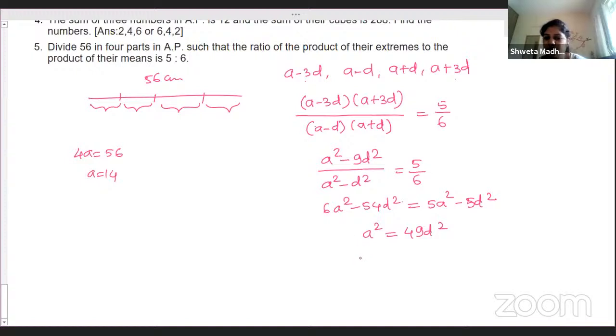Now you can substitute A square as 14 into 14 by 49 is equal to D square. 7 twos are 14, 7 sevens are 49. So D is equal to plus minus 2.